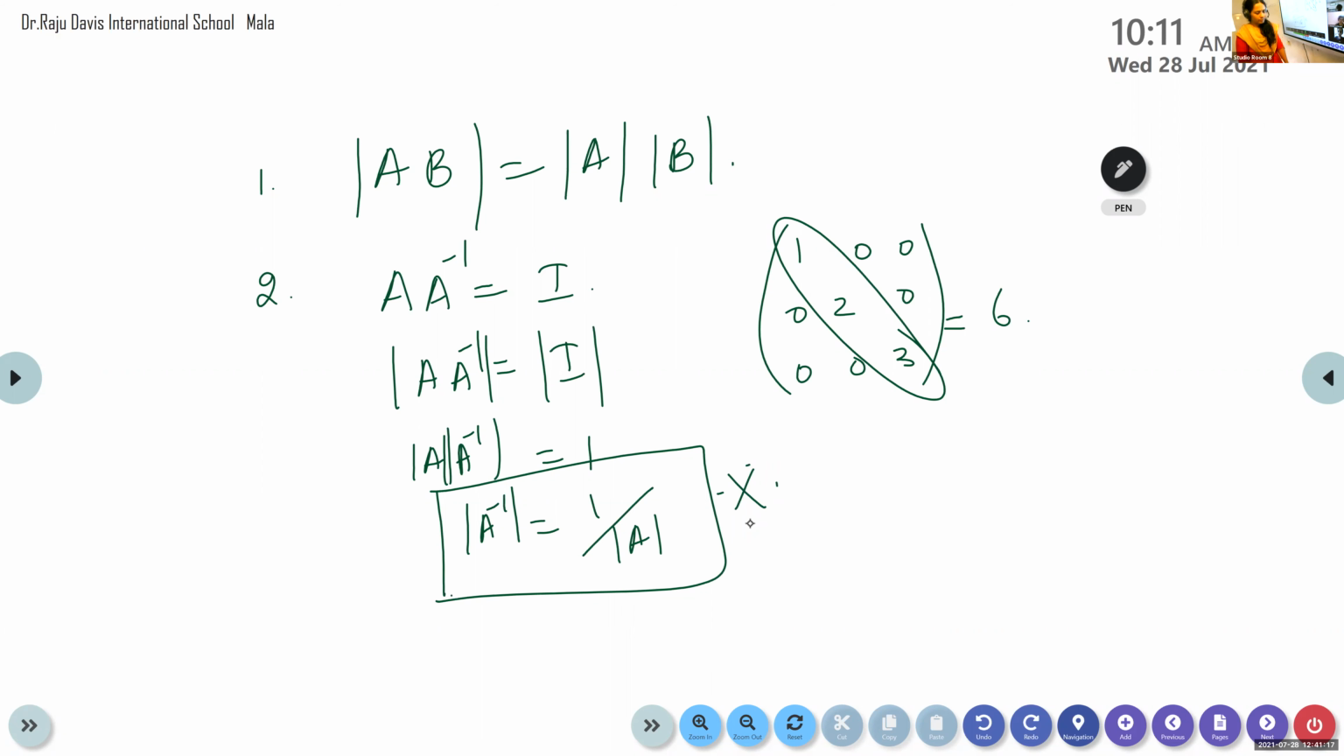Okay, with this, we end this period, we conclude this. And one more period we have, that time we will be doing more problems based on this inverse.